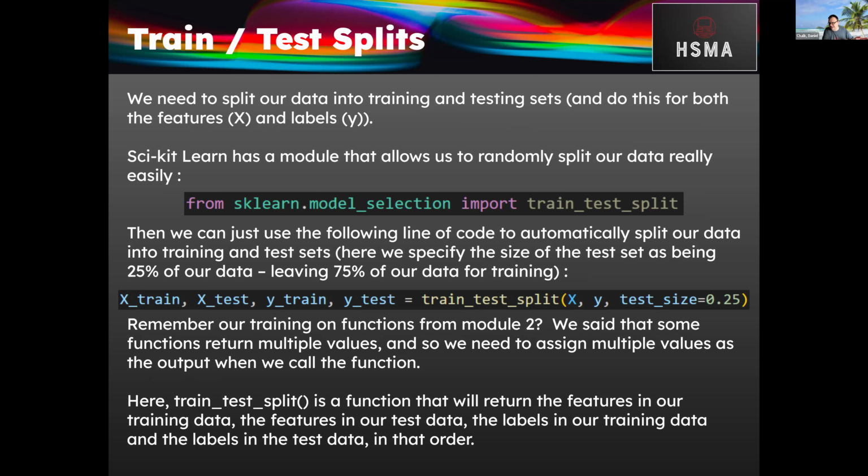This is the label data, lowercase y, and then we just pass in how big we want our test set to be as a proportion, so between 0 and 1. Here I'm saying carve off 25% of my data to be the test set. It will randomly split your data into a training set and a test set, where the test set will be 25% of your data and the training set will be 75%.